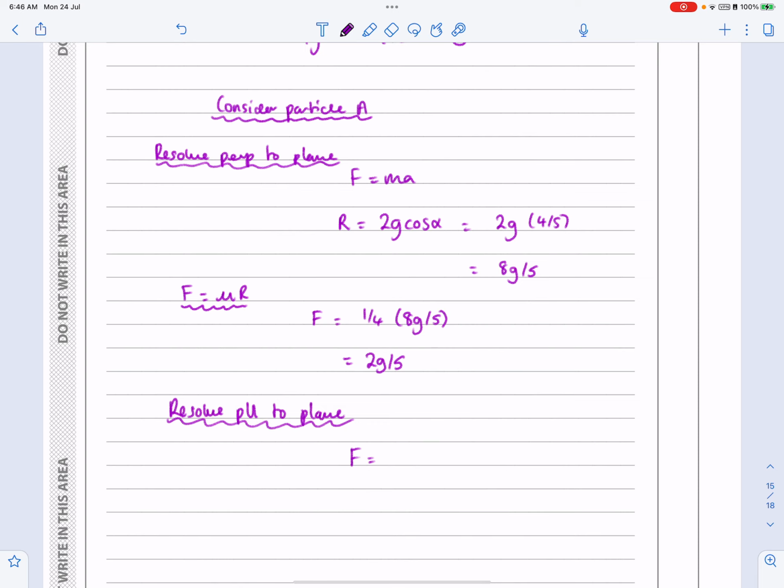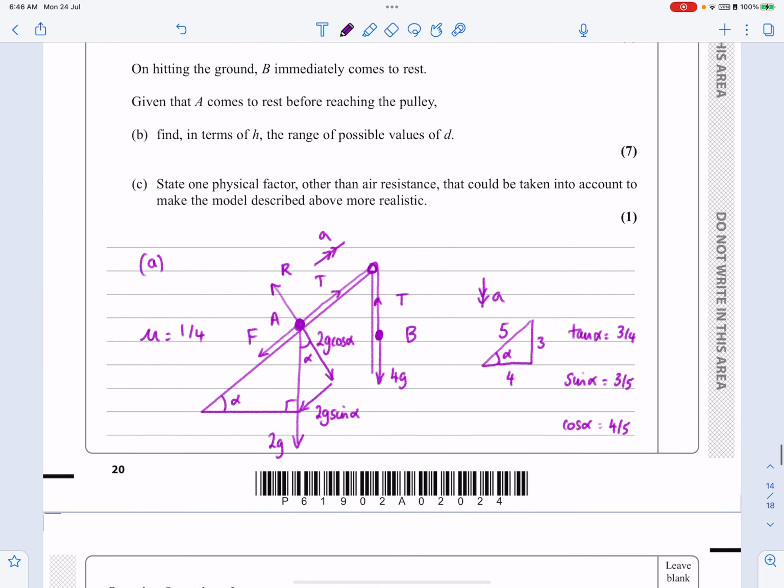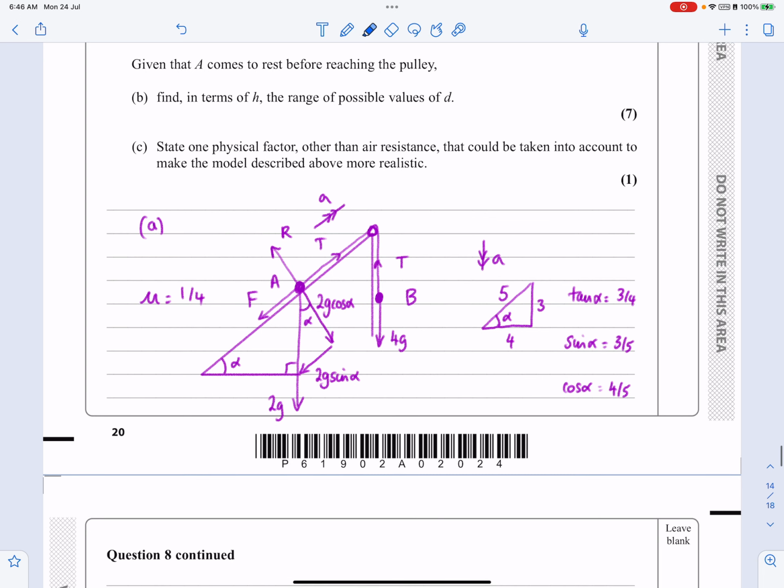Do F equals ma. What am I talking about now? I'm now talking about in this direction, we're going to have F equals ma. This is going to give me my equation of motion number 2. So F equals ma in this direction. What have we got going on? Well, first of all, we've got this accelerating that way.